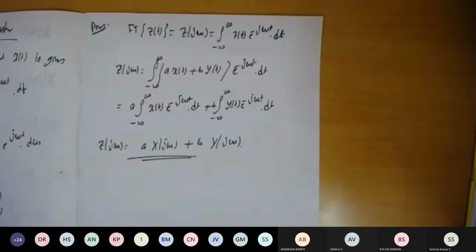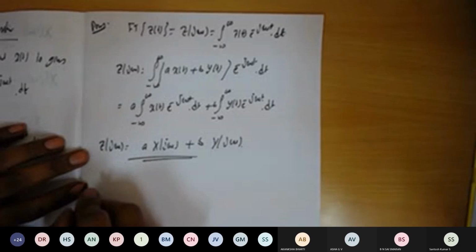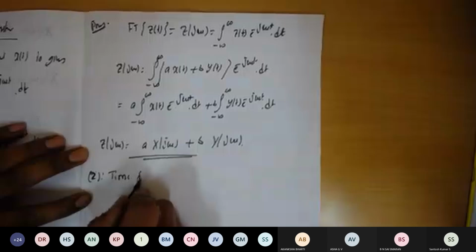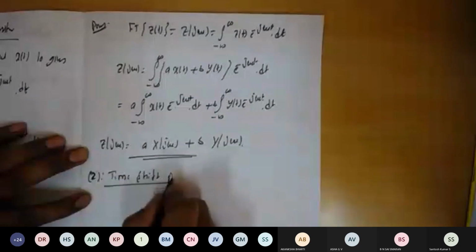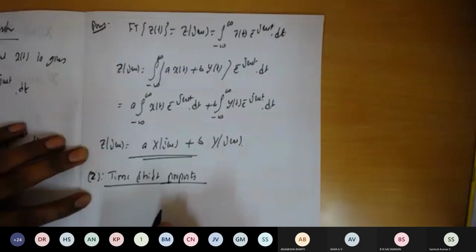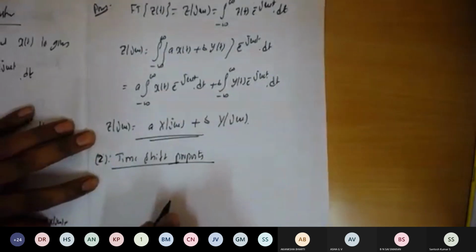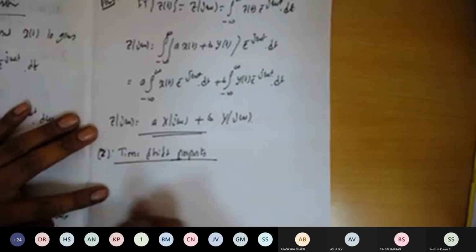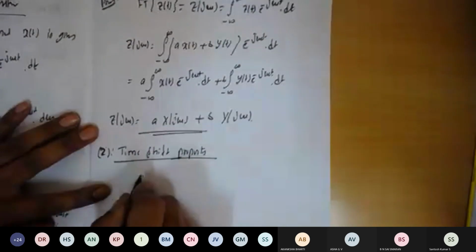So we'll go for the next one, which is called the time shift property. Take property number 2, the time shift property. Shifting in the time domain is equivalent to multiplying by an exponential term in the frequency domain. So this one you're going to call the time shift property. Already we have done the same thing in the discrete time Fourier transform. Now we'll do it for the continuous time Fourier transform.